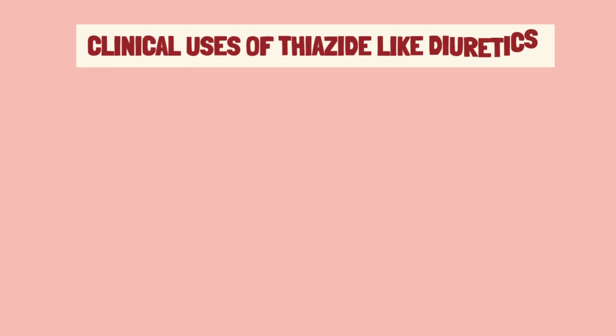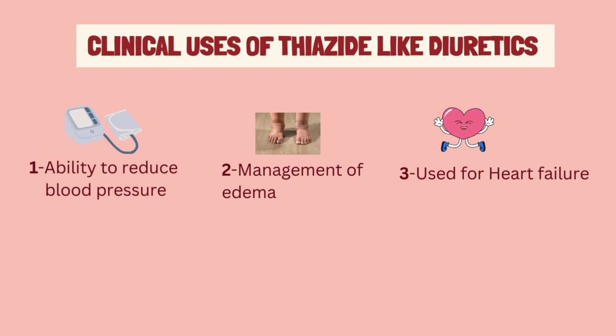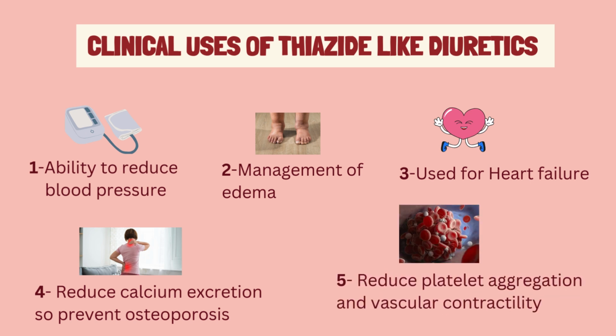Now, let's talk about clinical uses of thiazide-like diuretics. The main use is to reduce blood pressure by inhibition of sodium and water reabsorption. Then it reduces the incidence of edema, which can reduce the risk of heart failure. They also increase calcium reabsorption, which may be used to prevent osteoporosis. They have the ability to inhibit the carbonic anhydrase enzyme, which leads to a reduction in catecholamine and thrombin-mediated platelet aggregation and vascular contractility, so this will decrease the incidence of stroke.